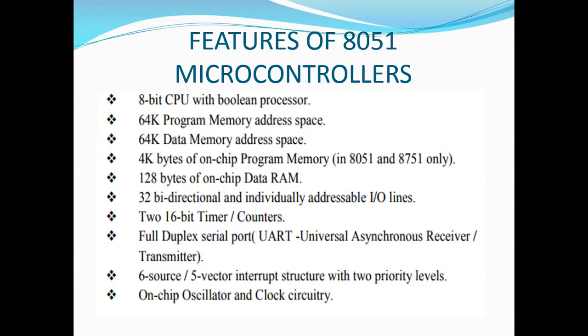Then, 128 bytes of on-chip data RAM, that is, the RAM is inside, 128 bytes. Like that, the ROM is on chip, 4 kilobytes, but as external memory we can interface 64 kilobytes of program and data memory. Okay, this is another feature.